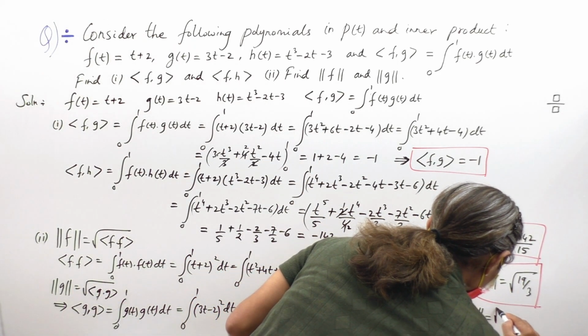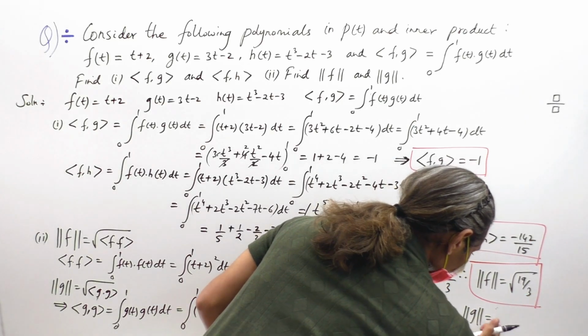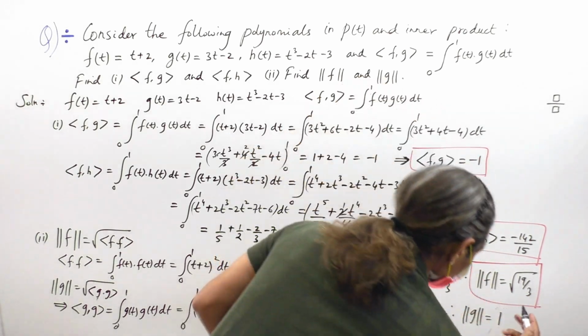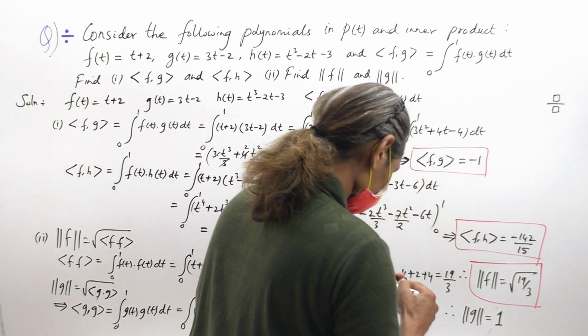Therefore, we can write the norm of g equals root of 1. Obviously, what is root of 1? Directly, it's nothing but 1. That's the answer. That's all.